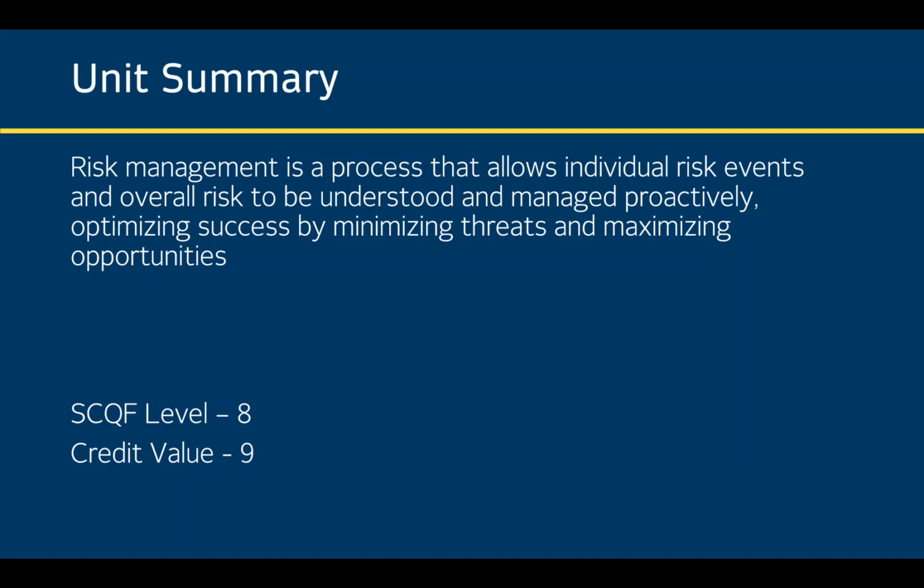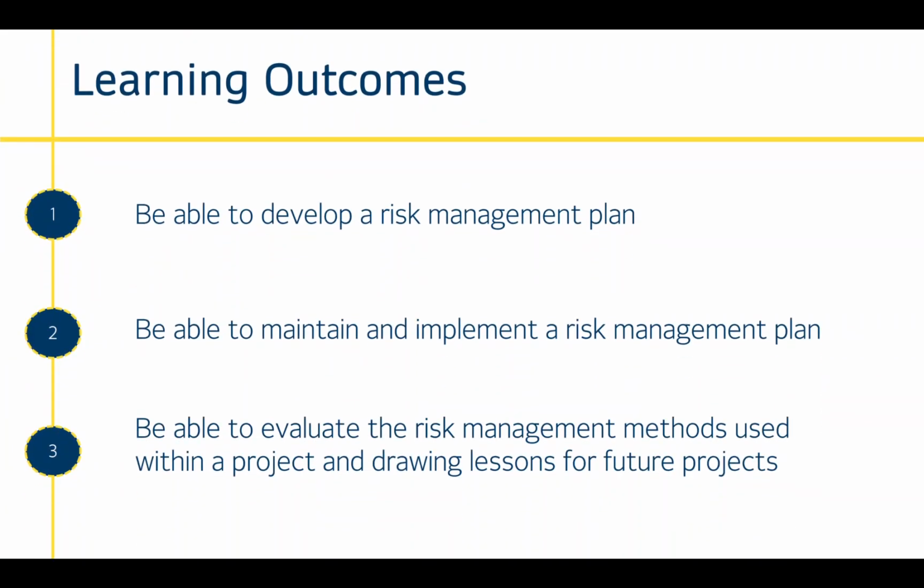This unit is at SCQF Level 8 and has 9 credit values. The unit is split into 3 learning outcomes. The first is about being able to develop a risk management plan. This is part of the project planning phase, where you'll be planning out the risk management plan.